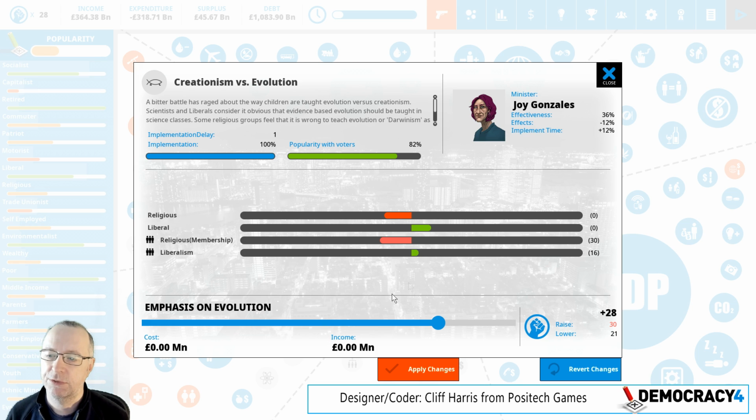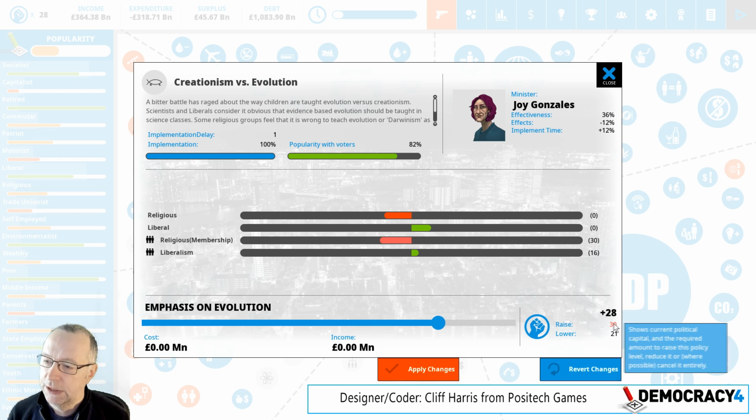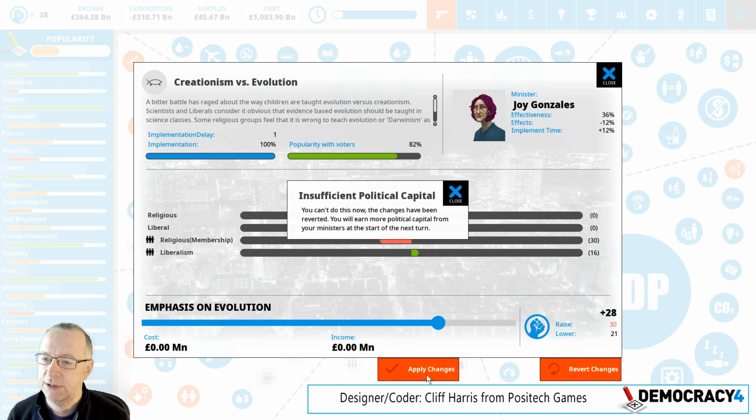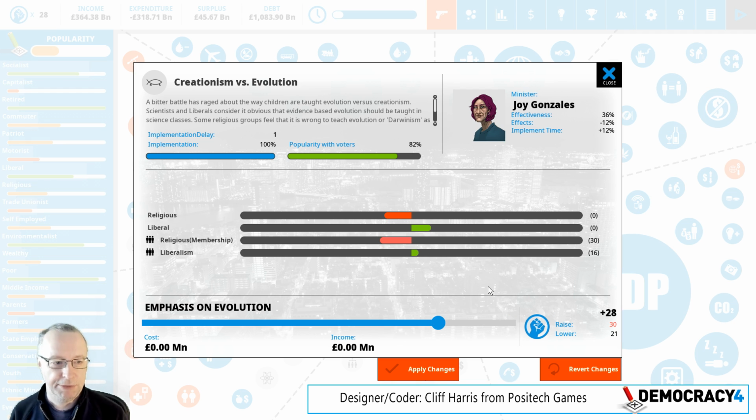If I want to do something controversial, like change our policy on whether or not we teach creationism or evolution, I need political capital. So here I can lower it, but I can't raise it. So I can't exclusively teach evolution at the moment. If I try to do it, I'll get an error because I don't have enough political capital. So political capital is kind of the amount of influence, the amount of power you have.